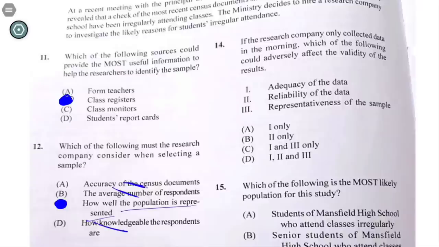So that would affect the adequacy of the data. So it probably would be an insufficient amount of data, therefore not very reliable or concurrent. And the representativeness of the sample would also be a bit affected. So I'd say all 3.